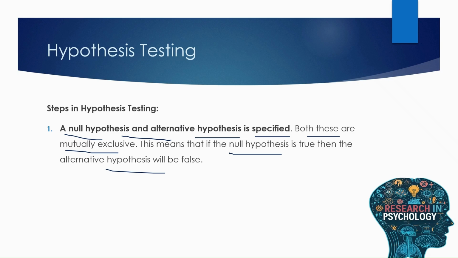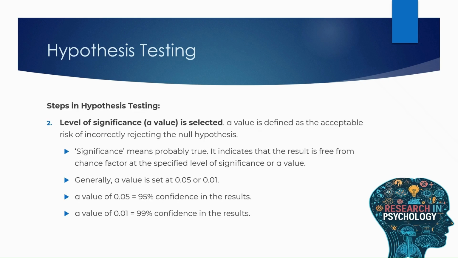So let's stick with the example. We are going to study if awards are affecting motivation. So my null hypothesis would be what? That awards do not have any effect on motivation of an individual. And my alternative hypothesis will be what? That awards have an effect on motivation of an individual. I have not specified any direction here, simply stated. All right. The second step is the level of significance or alpha value is selected.